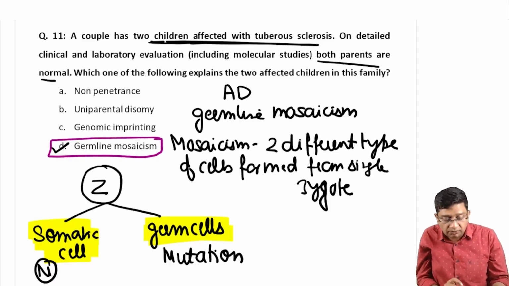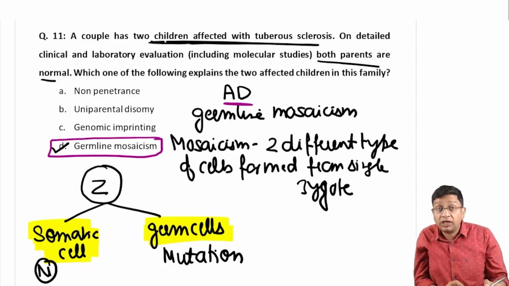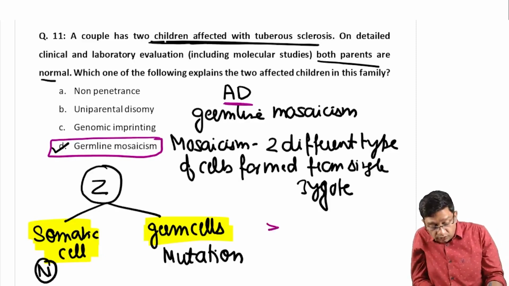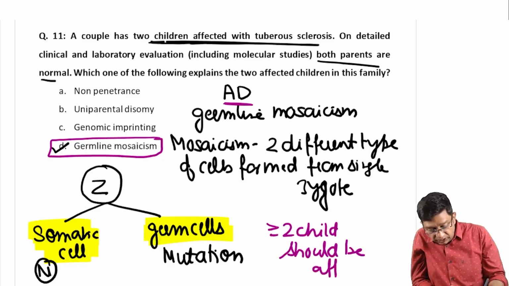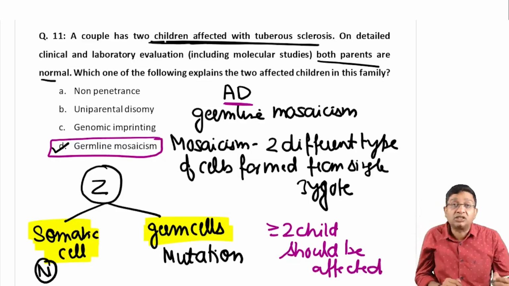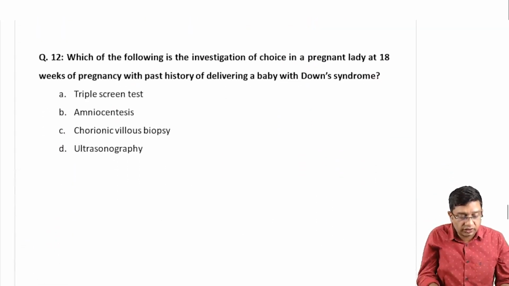In autosomal dominant, if both parents are normal, then at least two or more than two children should be affected, then it is safe. Moving on to the next one.